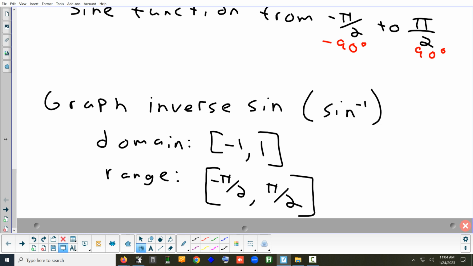So the domain is negative 1 to 1, and the range is negative 90 to 90. Sometimes I have a hard time remembering it, so I always think back to the original. And I say, okay, original sine has a range of negative 1 to 1. So that means inverse sine has a domain of negative 1 to 1. They just switch.